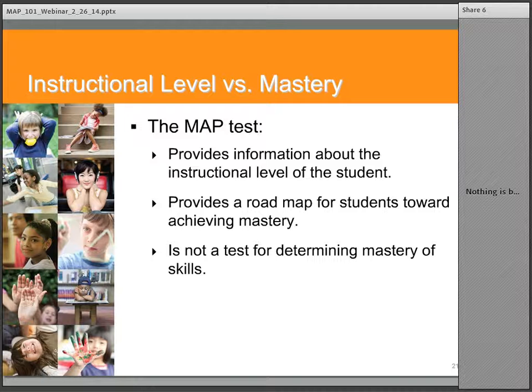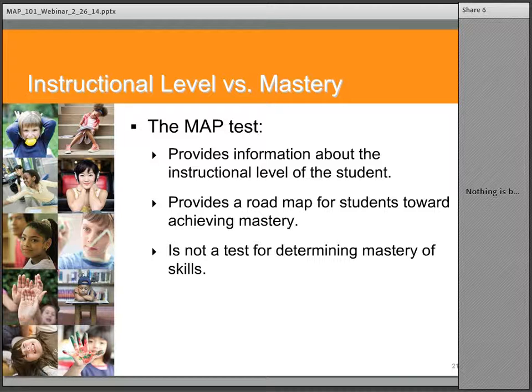So that gives information right there, if you look at that, as to what the instructional level of the student is. And it gives us a roadmap for students towards achieving their mastery, because the RIT band to the right of where the student is always going to be a mastery level, working towards those new things. But it's real important to understand that the MAP test is not a mastery of skills. It's about growth.